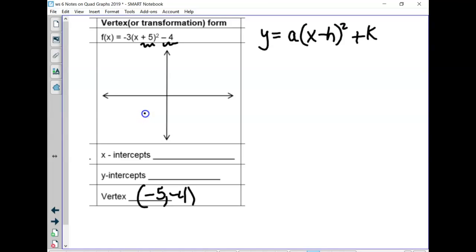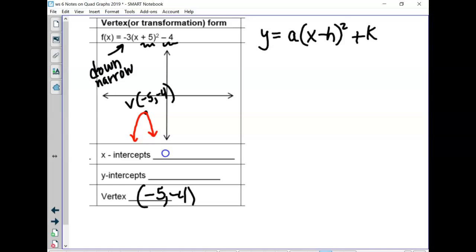This is a ridiculous graph, though. It isn't going to graph nicely. Does anybody know why already? Yeah, this stretch is telling me it's going down, and it's narrow. So I'm just going to draw a rough sketch right now. I'm going to tell you that the y, is it going to cross the x? No, right? Because it's going down. It's eventually going to cross the y, but I think it's going to be really far down.